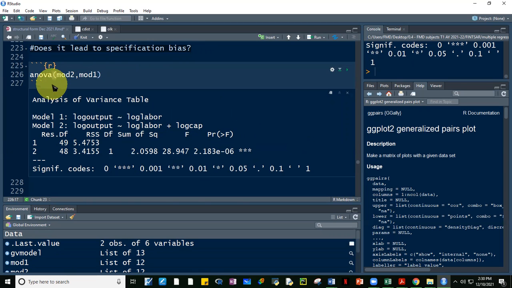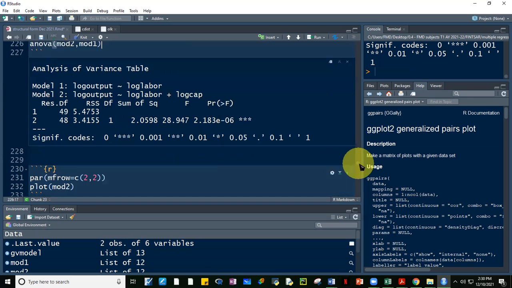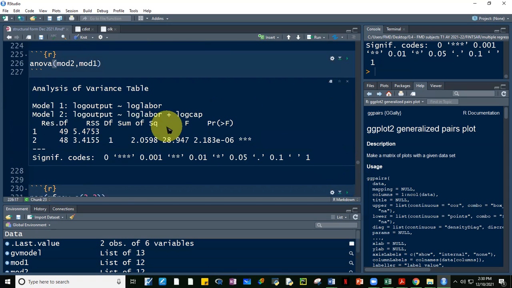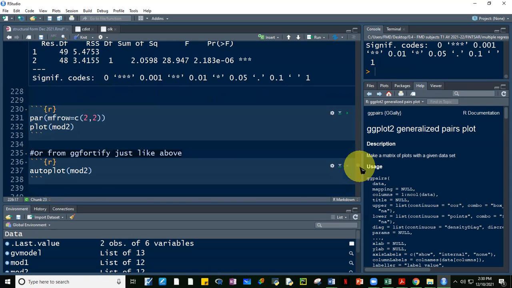Based on our analysis of variance, the claim is that the restricted model, the one with just one regressor, is better. But we're rejecting that hypothesis because our p-value is less than 0.05. So it turns out that in ANOVA, model 2, where we use both log labor and log cap, is better. The problem with our model is that we have multicollinearity.